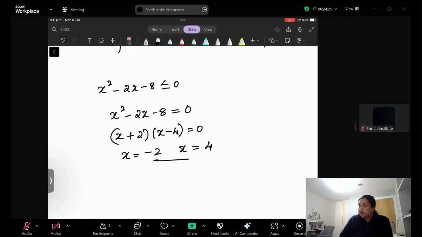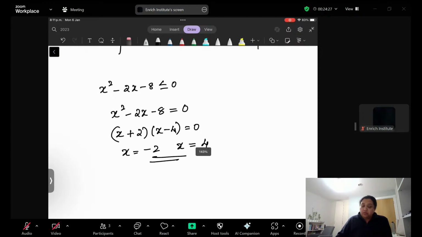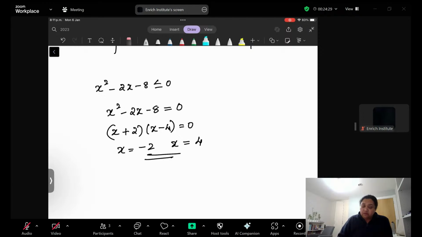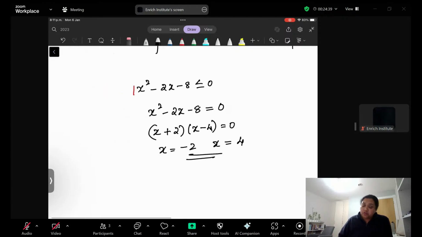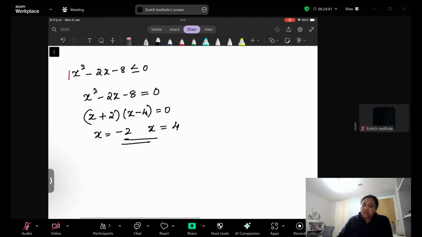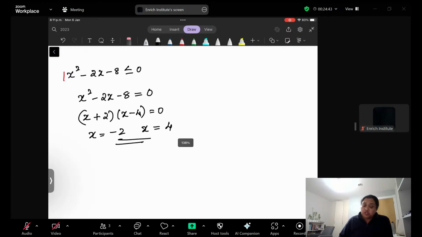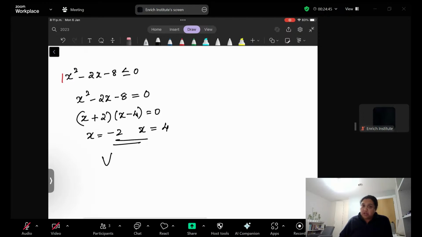So you got the quadratic equation. Now you see the graph. Here the coefficient of x square is 1, and that is a, and that is positive. So how does the graph look like? The graph will look like a U-shaped graph. This is going to be a U-shaped graph.